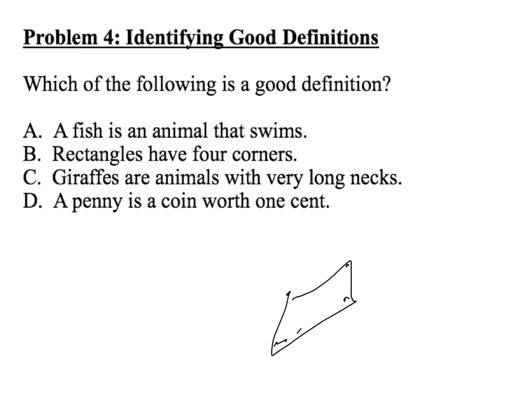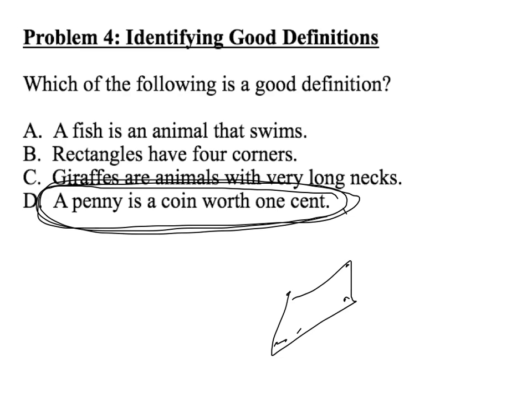"A penny is a coin worth 1 cent." This would be the good definition because it's the only thing that it could represent. I could also write that as "a 1 cent coin is a penny." That's true both ways written.